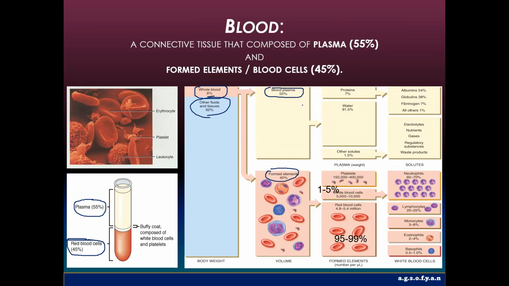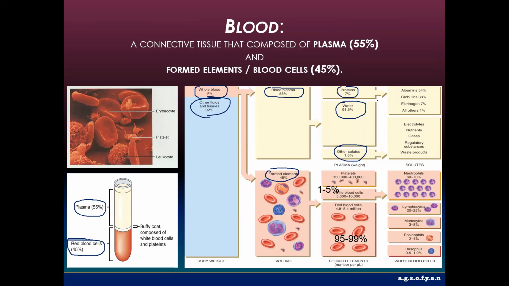Now, if we look at the elements in the blood plasma, mostly it is water. About 92% of plasma is actually water. The rest is proteins and other substances. So protein is about 7%, and other substances may be about 1 to 2%. So these are the components of the blood plasma: water, protein, and other substances.